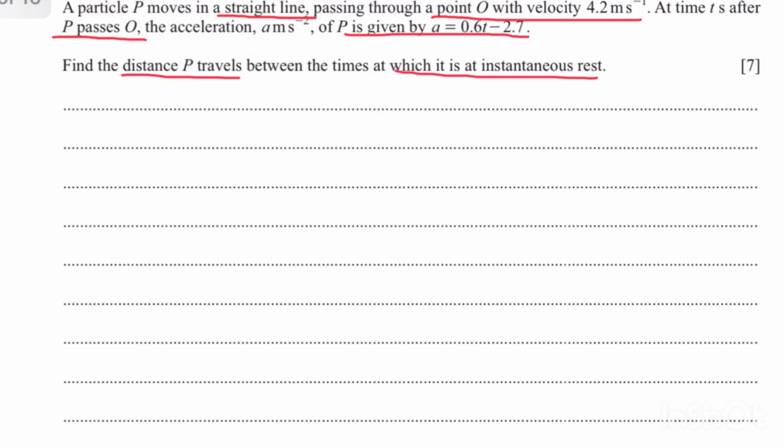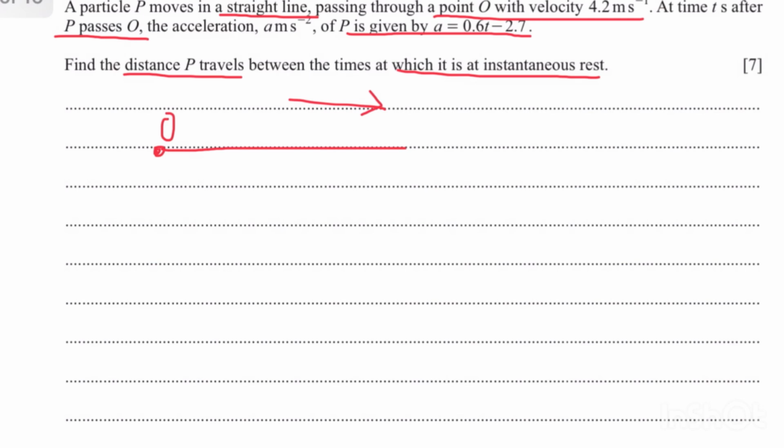So they're saying that the starting point is a point O, and then the particle is moving in a straight line. So I'm assuming this particle is moving rightwards and just keeps moving in that direction. They've also given us the information that when it is at point O, the velocity is 4.2. And since we're taking O as the starting point, that means that when time is 0, the velocity is equal to 4.2. Now, we know that whenever we integrate velocity, we get the displacement.